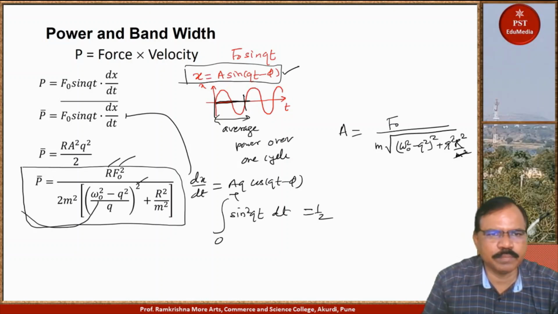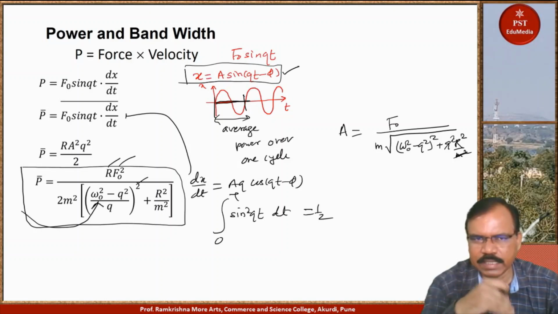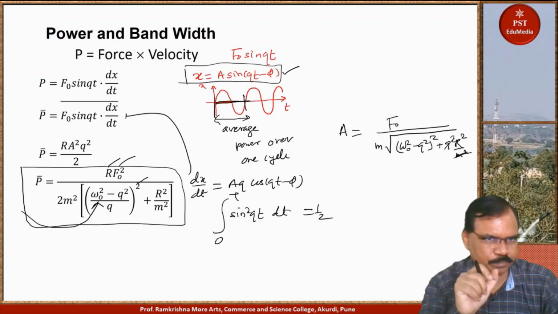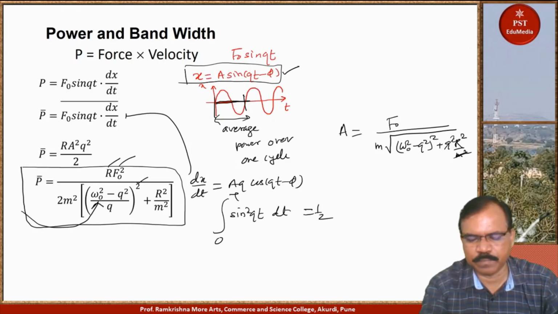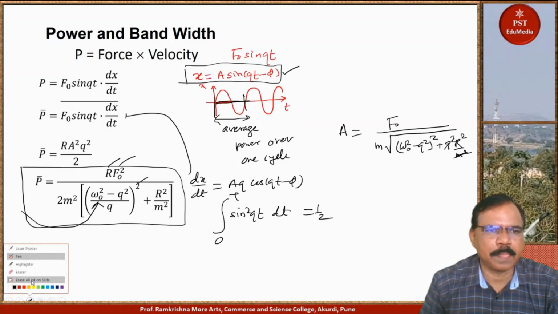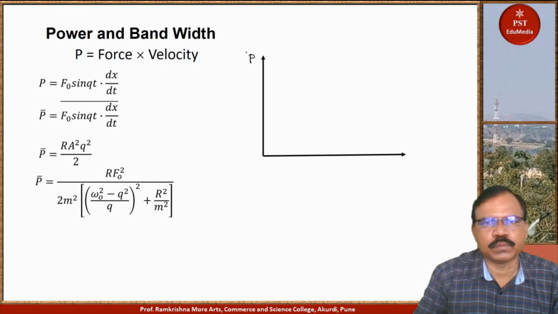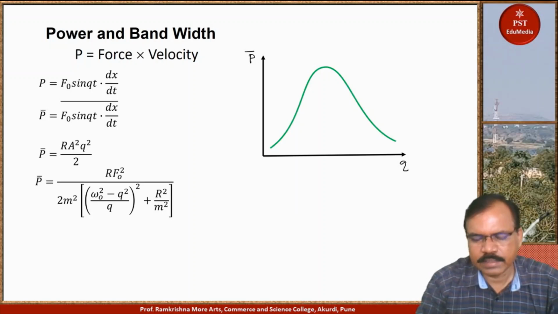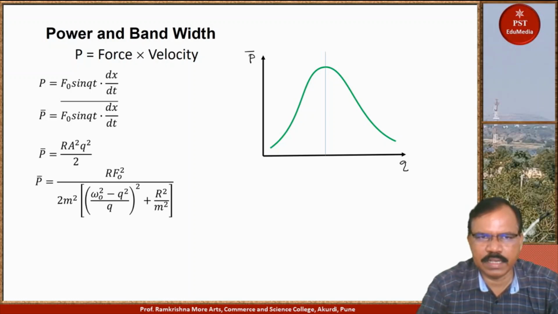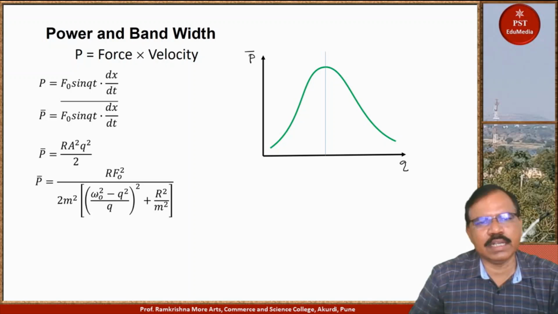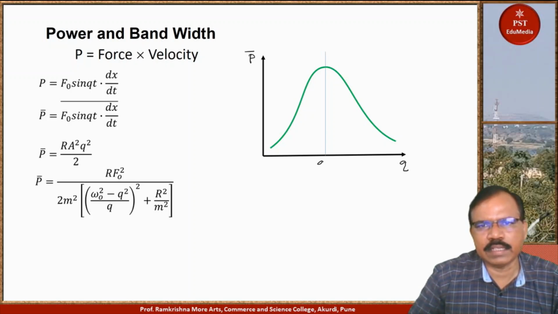Now if we see, power also depends on this difference. When the denominator is small, meaning the difference between omega 0 and Q is small, more power is absorbed. So if we see the graph between P bar and Q, you will get a graph like this. This power will be maximum when the denominator is the smallest. From this you can use the condition for minimum denominator. You will observe that at Q is equal to omega 0, power will be maximum.